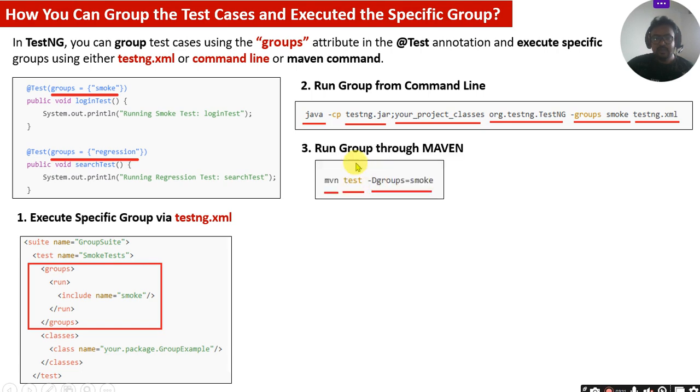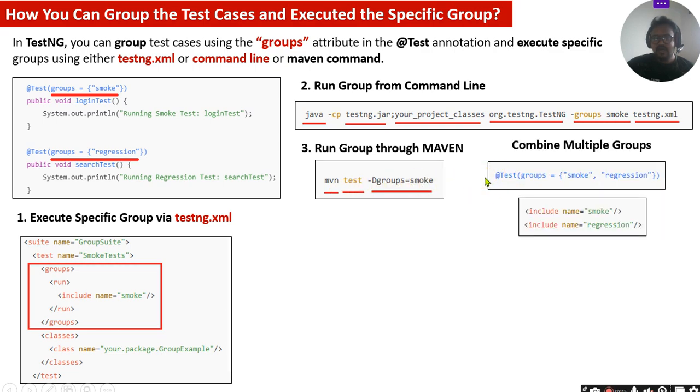Okay, running groups through Maven. This is one of the most useful things, because this command is passed when you use it with a CI/CD pipeline. Let's suppose you have created a smoke pipeline or regression pipeline in your Jenkins. At that time you need to pass different commands. So mvn test -Dgroups=smoke will run the smoke-related test cases. You should remember this, and it is very simple: mvn test -Dgroups=smoke.